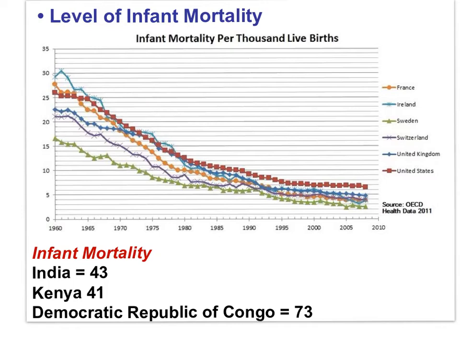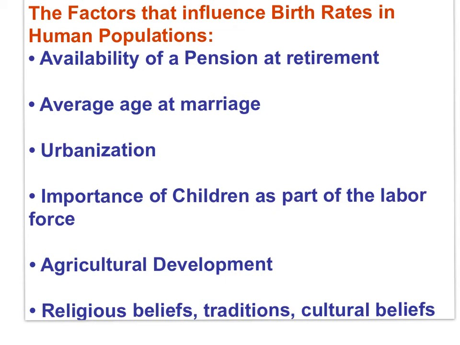But in less economically developed countries, the infant mortality rate can be quite high, and birth rates in these countries remain high as well. Here is a second set of factors that influence birth rates in human populations: availability of a pension at retirement, average age at marriage, urbanization, importance of children as part of the labor force, agricultural development, and religious beliefs, traditions, and cultural beliefs.